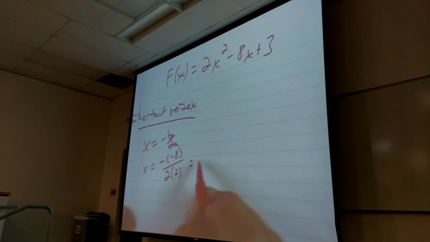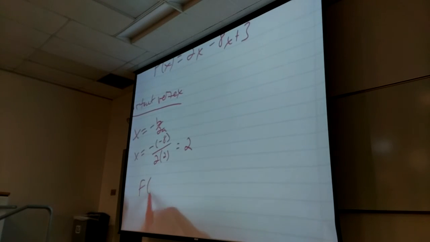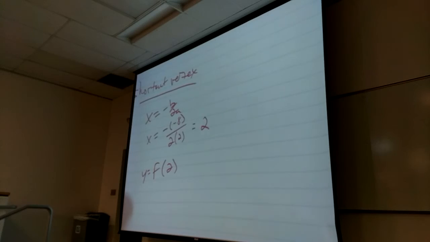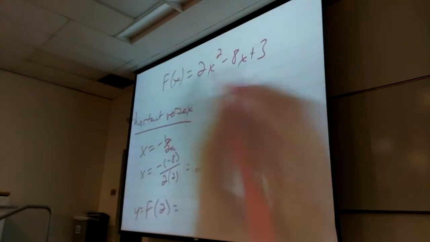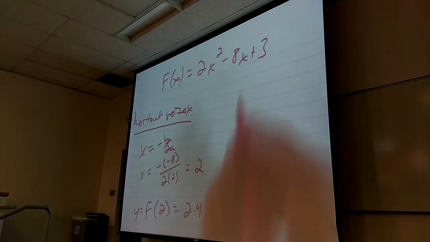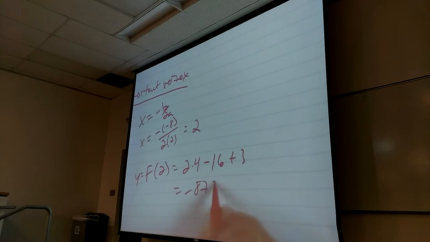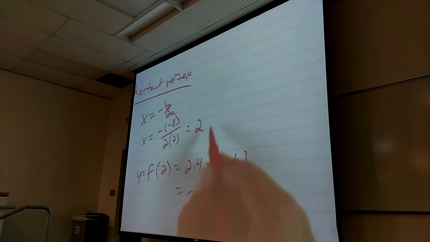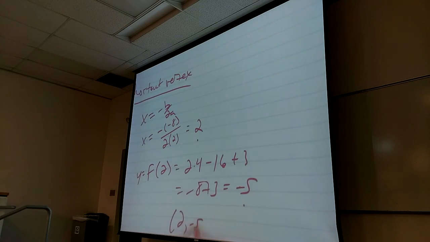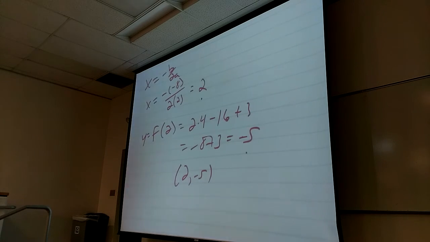So you get negative 8 over twice 2. So you get 8 over 4 is 2. And then when I plug a 2 in, this is how I get the y piece. When I plug a 2 in, I get 2 times 2 squared, 2 times 4 minus 8 times 2 plus 3. I get 8 minus 16 is negative 8 plus 3 is negative 5. So I do get 2, negative 5 as my vertex. Of course, it's the same work, it's a shortcut. It's just doing the same work, to be honest.